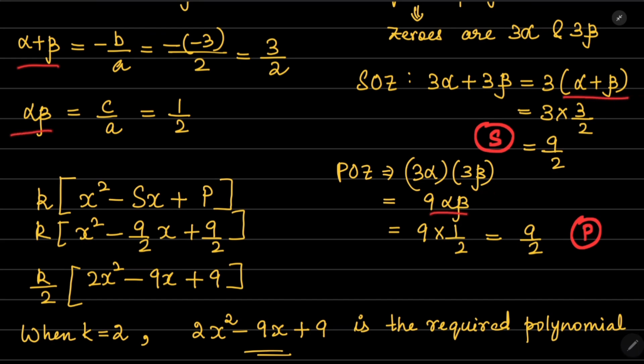Substitute the value of alpha plus beta here. Substitute the value of alpha beta here. Get the new sum and product and put it in this formula: k multiplied by x square minus sx plus p. That's all. So this is your final answer. And when you have got k equal to 2. Okay, let's move on to the next question.